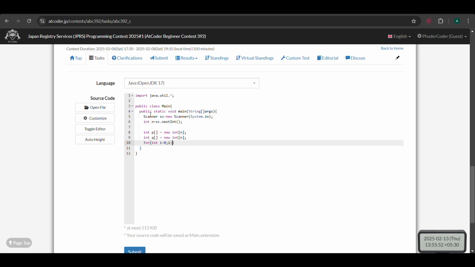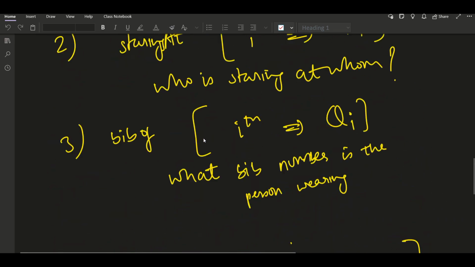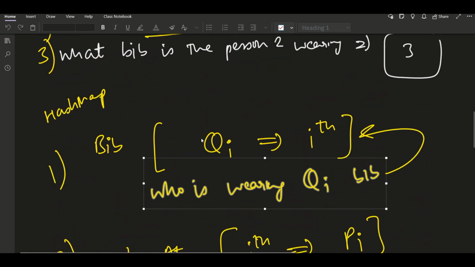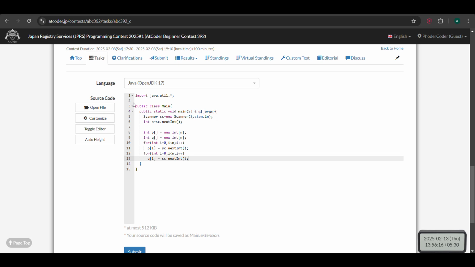Then we will input both of them. Let's run the loop from i to n. Then we are inputting p of i, so p of i is getting inputted. Then the same for the q of i array. Now what have I told you? We are making three unordered maps, not arrays, hash maps. The first one is called bib. So let's make three hash maps. The first hash map of integer comma integer.